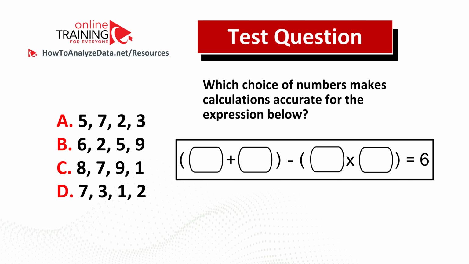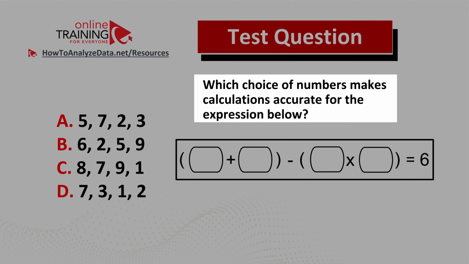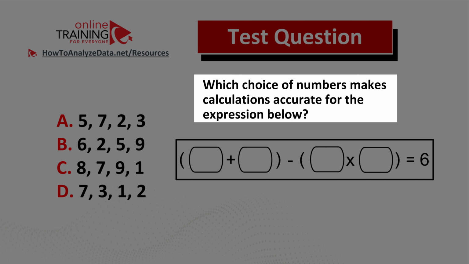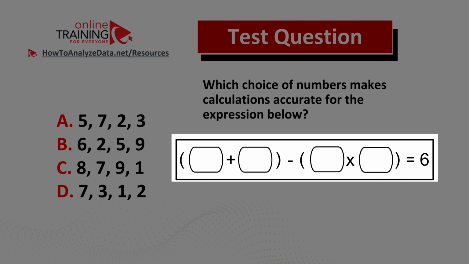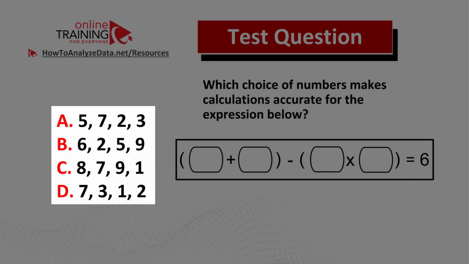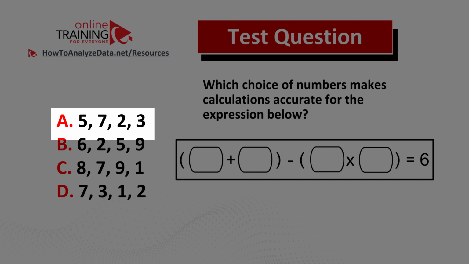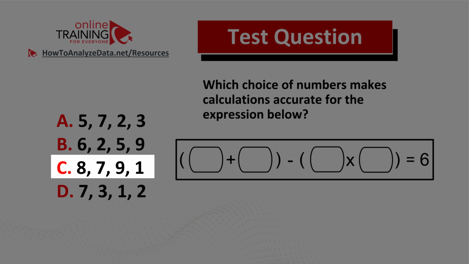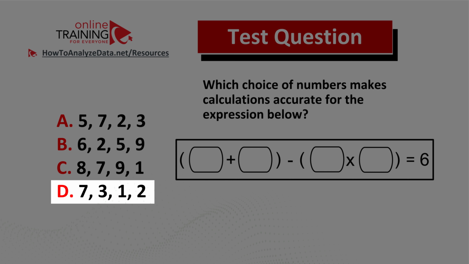Let's look at a real-life assessment test question, which validates your ability to do mental math. Which choice of numbers makes the calculation accurate for the expression below? You have 2 groups of numbers. The first one is in parentheses, choices 1 and 2, and you have an expression presented on the screen, which equals 6, and 4 different choices for the numbers. Choice A: 5723. Choice B: 6259. Choice C: 8791. And choice D: 7312.